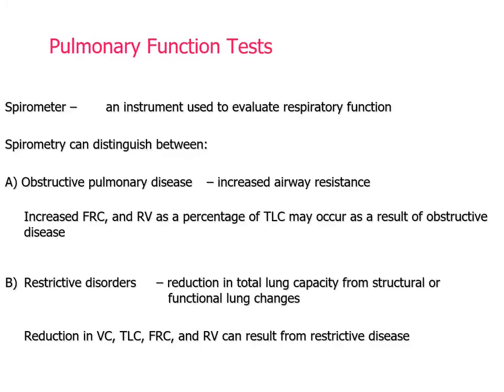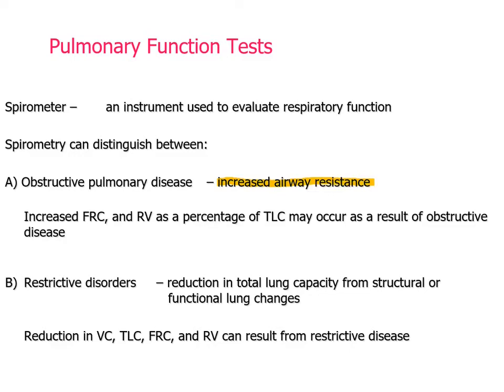Okay, let's move on. So as I said, in order to evaluate, to measure respiratory function, we use a spirometer, and measurement of volumes is spirometry, which can help us distinguish between obstructive disease and restrictive disease. I wouldn't get too much into this. I wouldn't spend your time trying to memorize, reduction or increase. I think the main thing to understand is with obstructive pulmonary disease, you have an increased airway resistance.